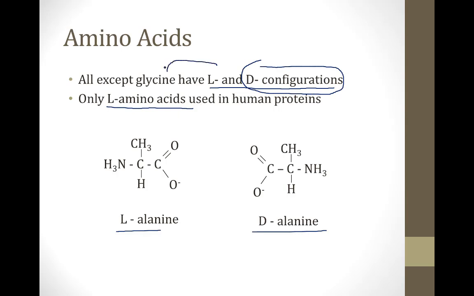And glycine is the only amino acid that does not have L and D configurations because its structure is so simple that you can't make a form of it that is a mirror image of another form. That is not true for all the other amino acids.